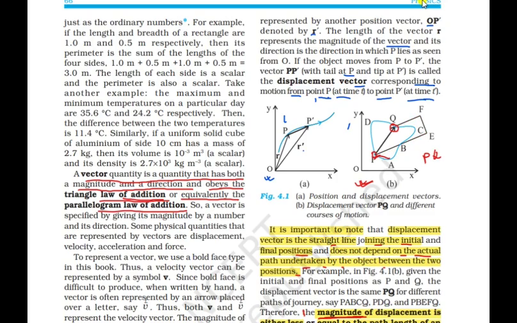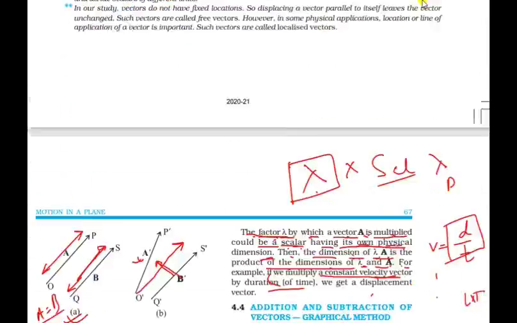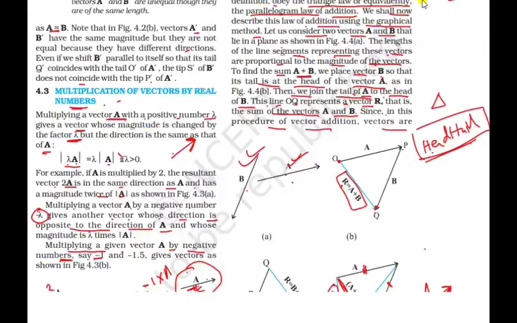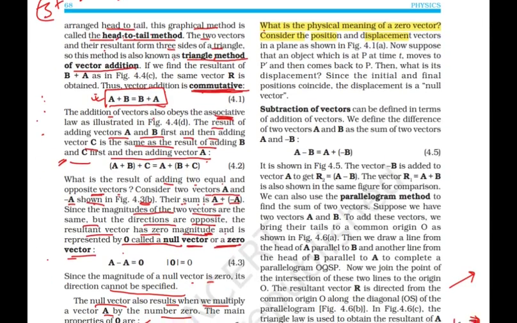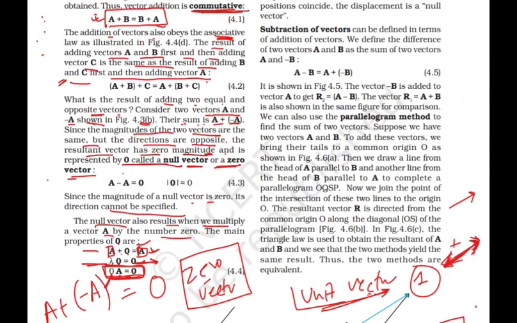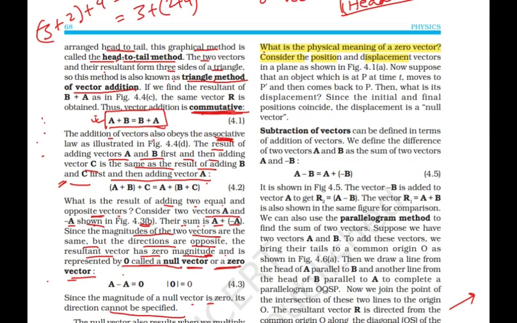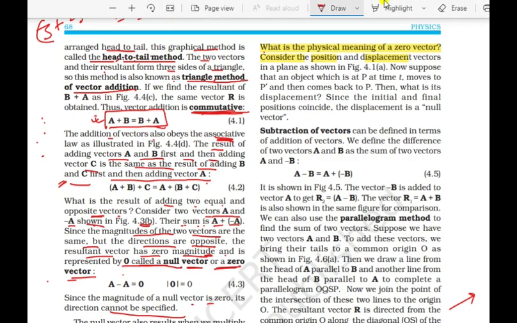In NCERT, that's why it is complicated. The picture is on another page and the explanation is on another page. Anyway, suppose that an object is at P at a time t. Let me draw these things here. O is the initial point, P is the initial point when the time is t, and P dash is the final point when time is t dash.